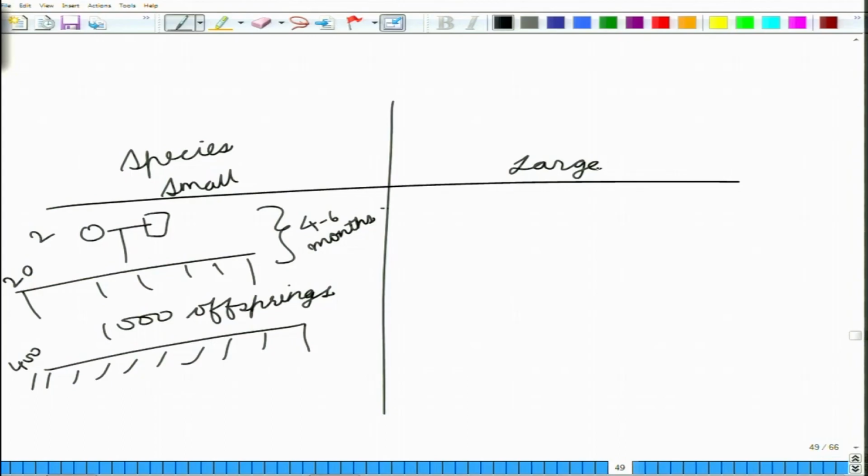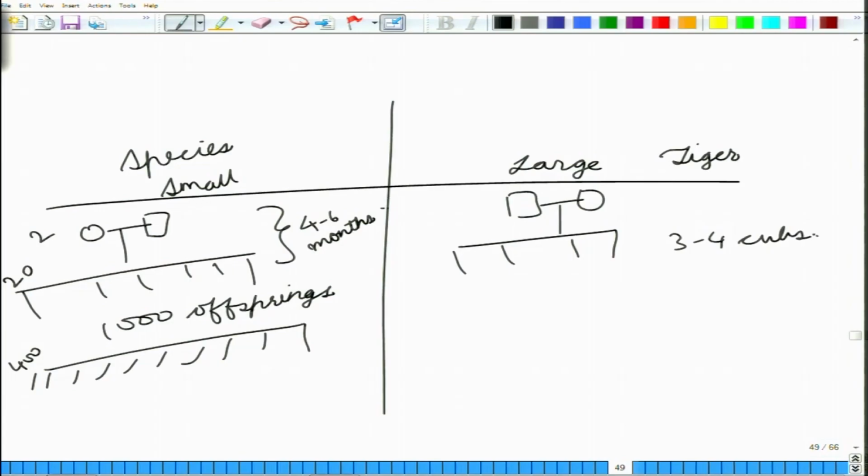On the other hand, we have some other species that are large in size. So, a good example could be the tiger. Now, in the case of a tiger, when you have a mating, it would generally result in say 3 to 4 cubs, and the time to sexual maturity for these cubs is of the order of a few years, say around 6 to 7 years. So, let us call it as 7 years.